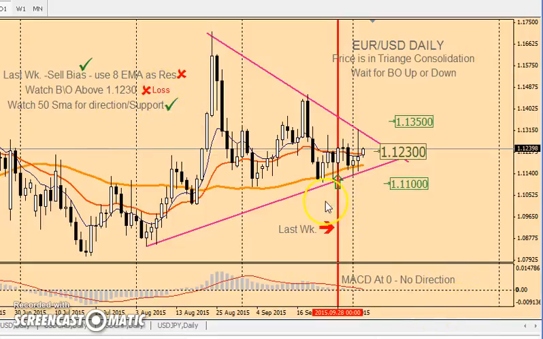So again, I mentioned last week, watch the 50 SMA for direction and support. Obviously, it held. Price went back up, and for those people who took buy trades, that was great.